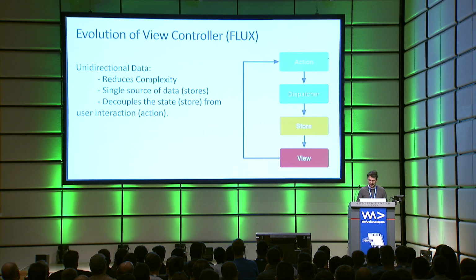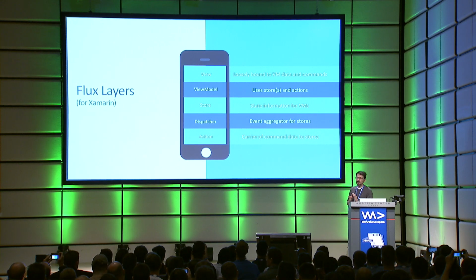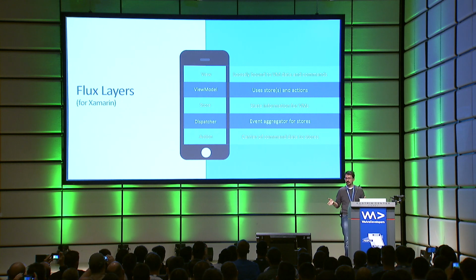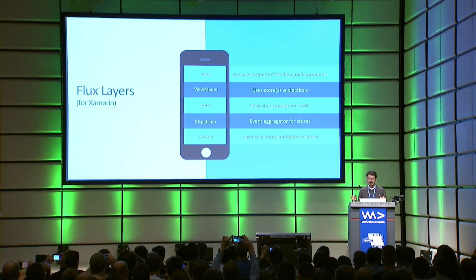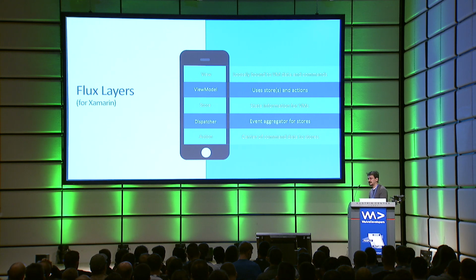In this design pattern, when it's applied to Xamarin, we have a couple of additional layers. So the view, we have from the previous implementation, from the MVVM structure. It's loosely bound to the VM data and commands. We have the view model that is using the stores and actions to deal with the data that the application is handling right now.